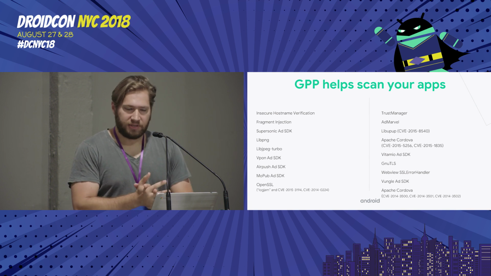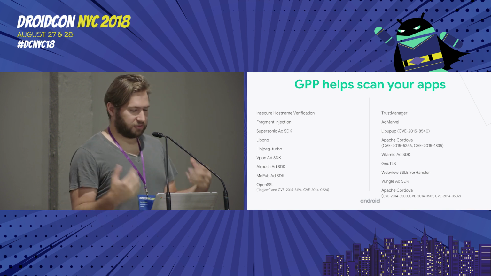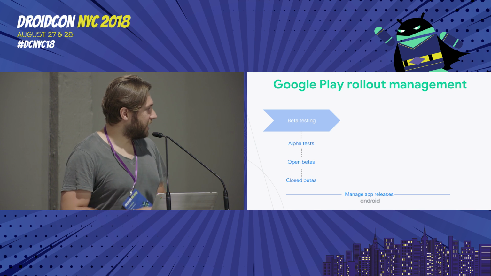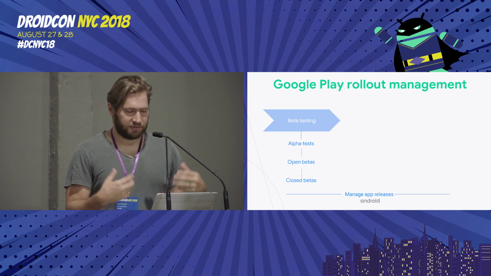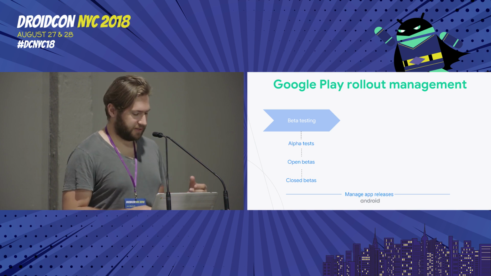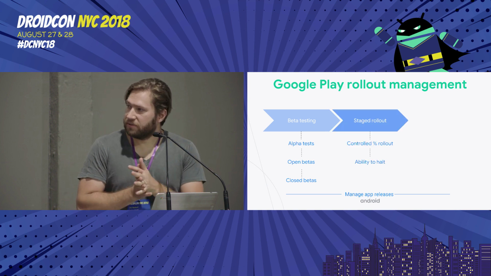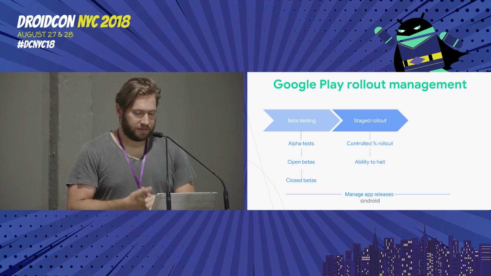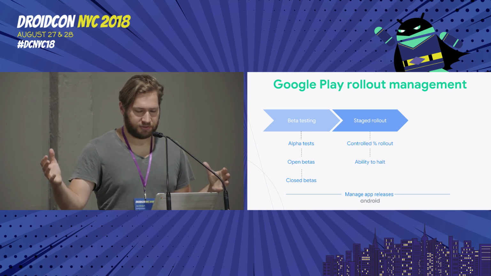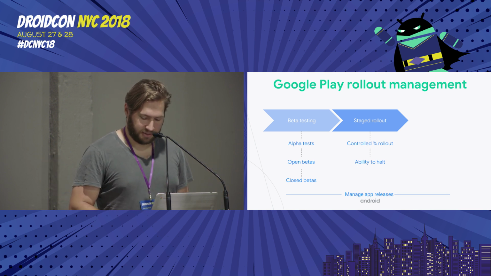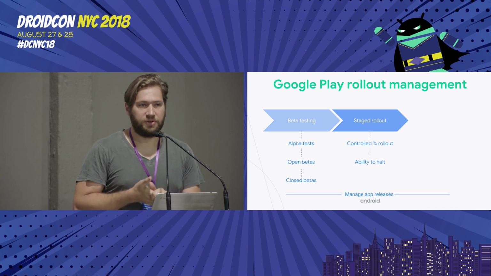Rollout management. Similar to rolling out a regular app on Play, you can also roll out apps with beta testing, alpha testing, closed testing. We added timed rollouts as well, or staged rollouts, which allows you to roll out to a specific percentage of your user base, and you can stop this if you're finding out that there's a bug or something like that. And then finally, timed publishing as well.